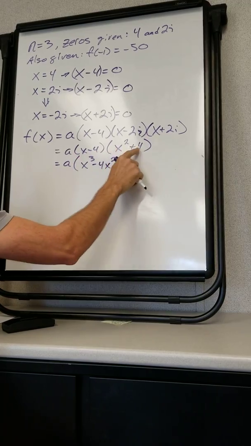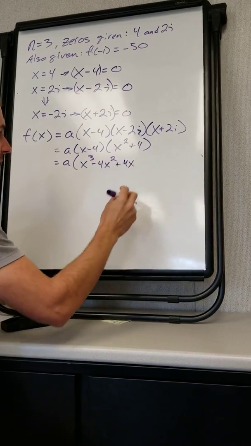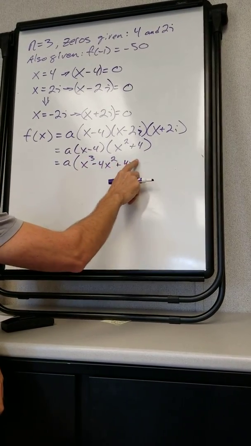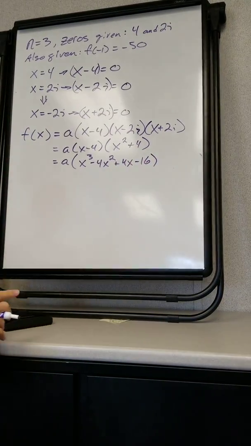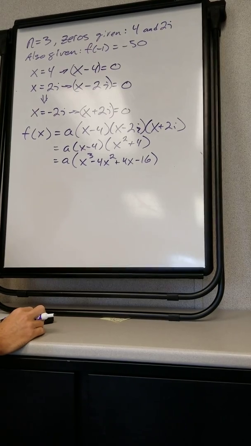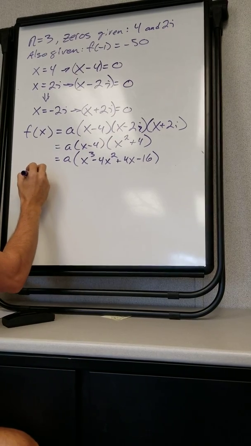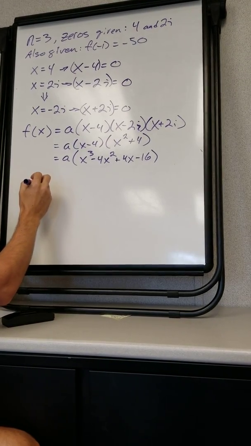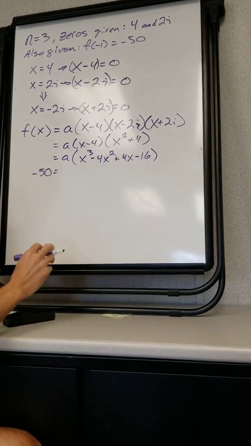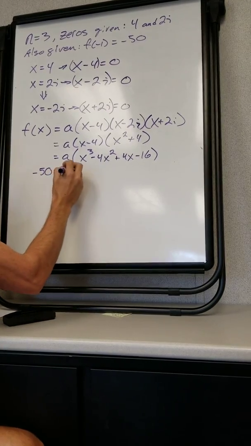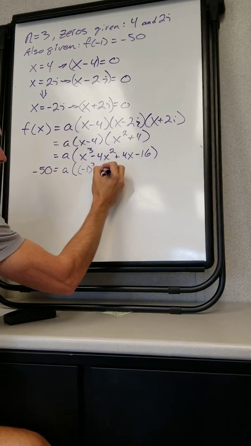I'm FOILing a little bit out of order, but it's convenient because I'm writing my terms in descending order. Exponent of 3, 2, 1. -4 times +4 makes -16. That's our constant value. I'm not going to distribute multiplication by a yet. What I'm going to do now is use the last piece of given information, which says that f of -1 is equal to -50. So this left-hand side is going to be -50, as though I've already plugged in the x value of -1. And on the right-hand side, I will plug in the x value of -1.